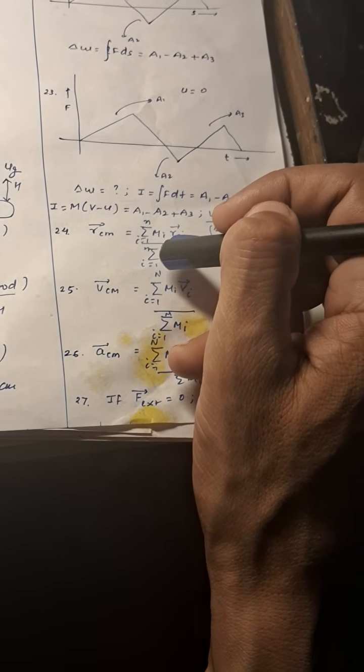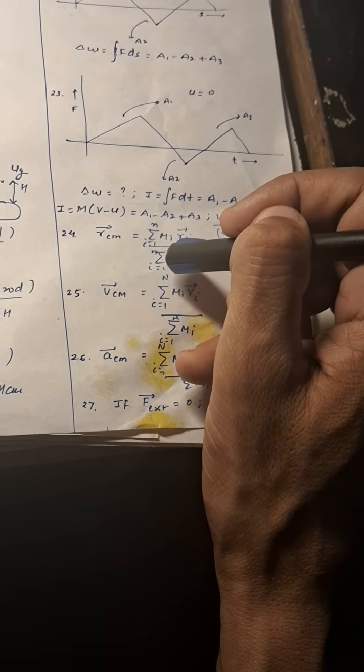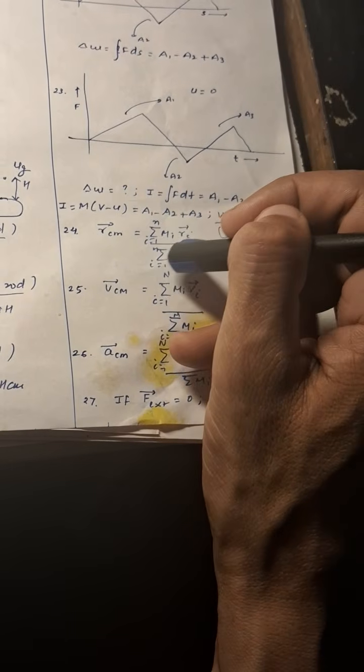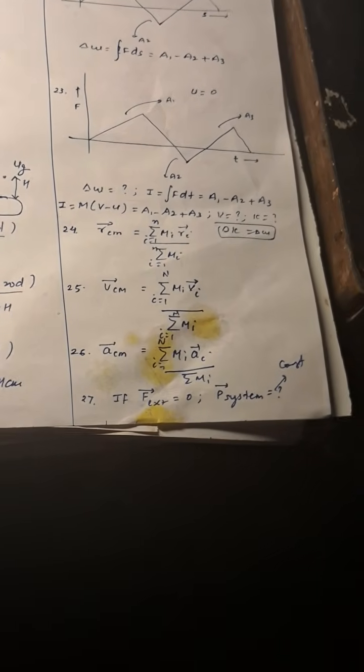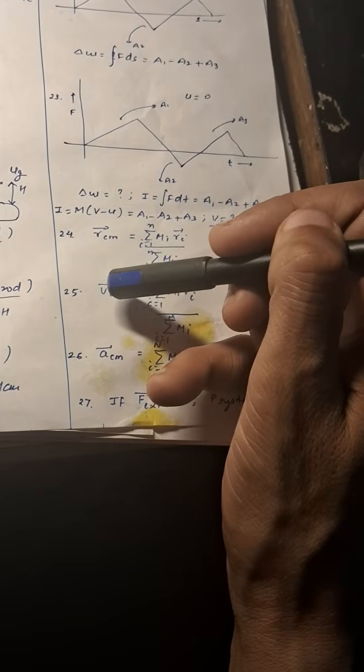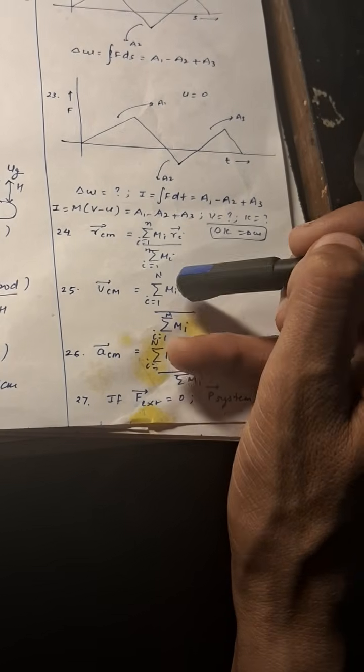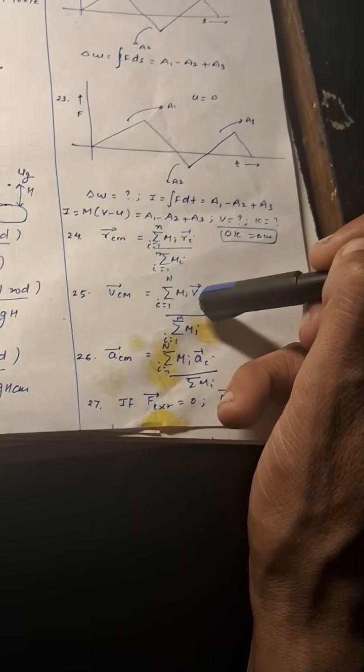If we calculate the position vector of this system, we name it as RCM, and that is equal to sigma mi ri by sigma mi. This is the definition of the position vector of center of mass. Next is the velocity of center of mass. Just differentiate it, you get sigma mi vi upon sigma mi.